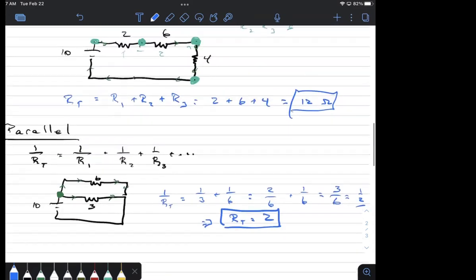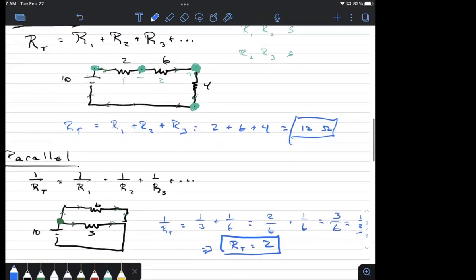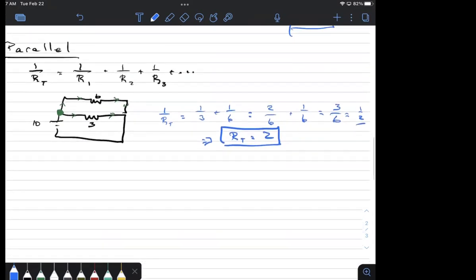Okay, it's not as straightforward as the first. The first one's nice. You just add the resistors and you get a total resistance. That's series. Parallel, you add the inverses, the reciprocals. And then you take the reciprocal of that guy. Are there any questions about the parallel combination?